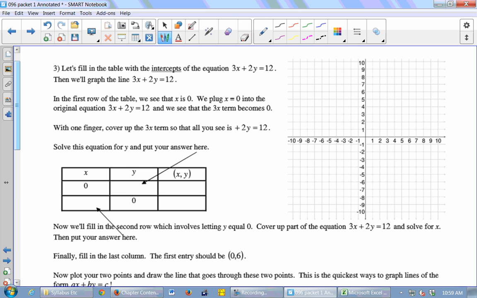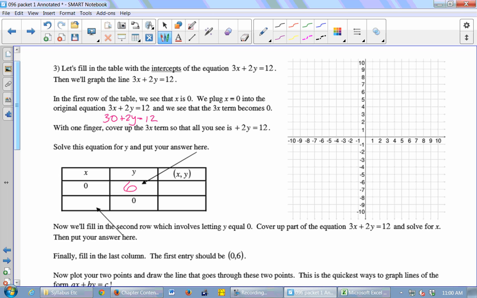So the 2 points I come up with, one's going to have x be 0 and one's going to have y be 0. Okay, so in the first row of this table, I put a 0 in for x, and I need to figure out what y is going to be. So I'm going to plug x equals 0 into this equation. So that would be 3 times 0 plus 2y equals 12. But what is 3 times 0? 0. So that whole term just goes away, right? Because 0 plus 2y is just 2y. And so y has to be 6. Good.